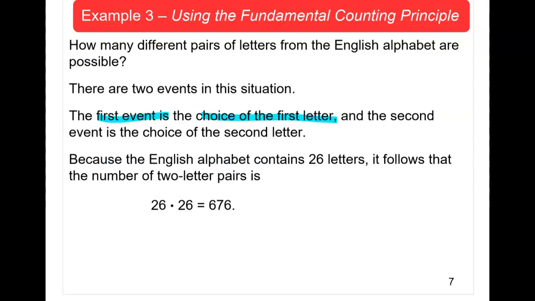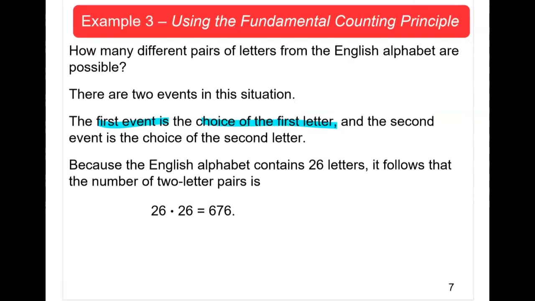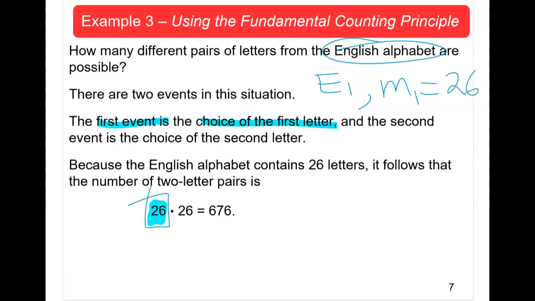So since we have 26 letters in the English alphabet, we have 26 options for our first event. So let's say that drawing a letter from the English alphabet was E sub 1, and then the number of events right there will be 26. So that's why we have this 26 here. Now for our second event, it will be the same to draw the letters, and that will be the second one, and it is also 26.